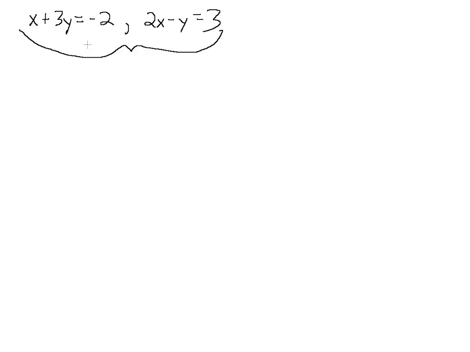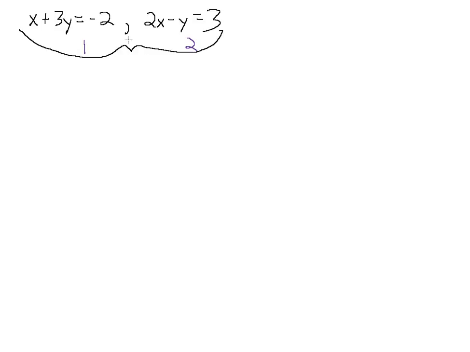We have the system of linear equations given by x plus 3y equals minus 2, and 2x minus y equals 3. So here is our system of linear equations. We can call this line 1 and line 2.